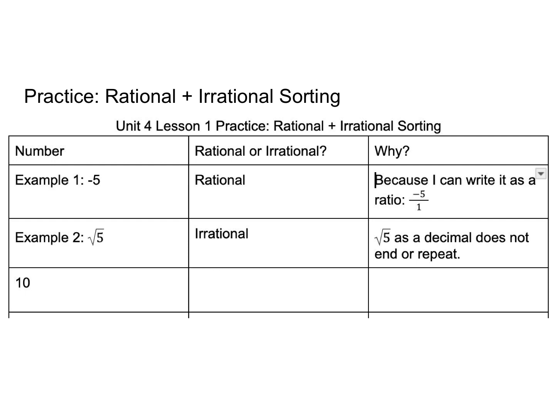Our second example is the square root of 5. The square root of 5 is irrational because if you tried to write it as a decimal, it would not end or repeat. You could also say it's irrational because it is the square root of a not perfect square. Either way, you need to have a reason why a number is rational or irrational.